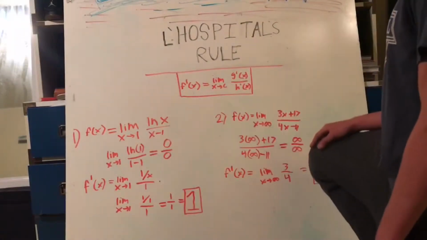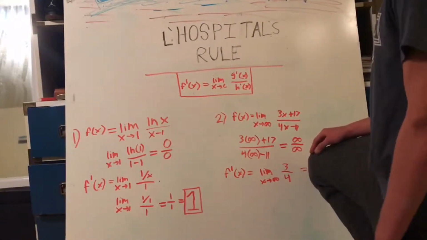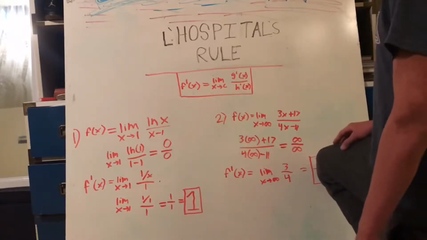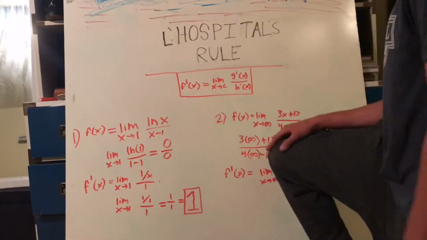So this is our base form. We have f prime of x equals the limit as x approaches c of g prime of x over h prime of x. And this is our first practice problem.